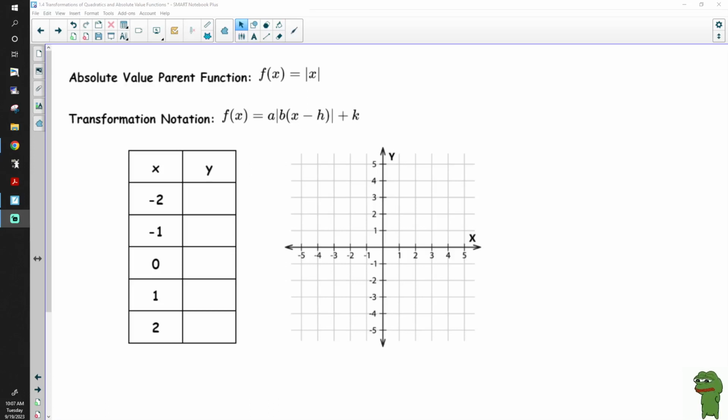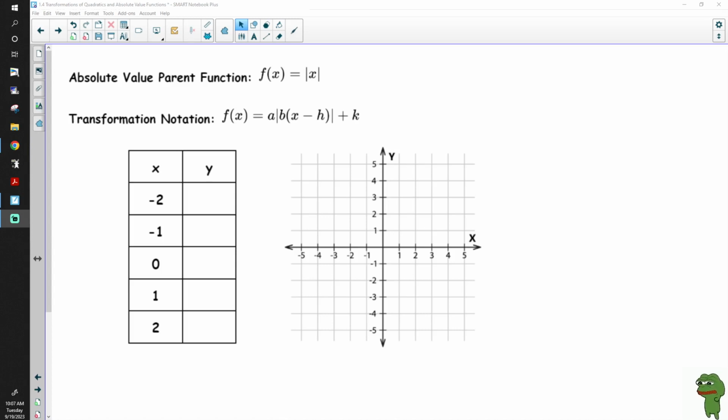All right, 1.4. We are going to actually transform functions today. Before, we just learned what a, b, h, and k are, what they do, where they are in a function, and what you do when they're on the outside versus when they're on the inside. Today we're actually going to be given a function and we're going to transform it and graph it.